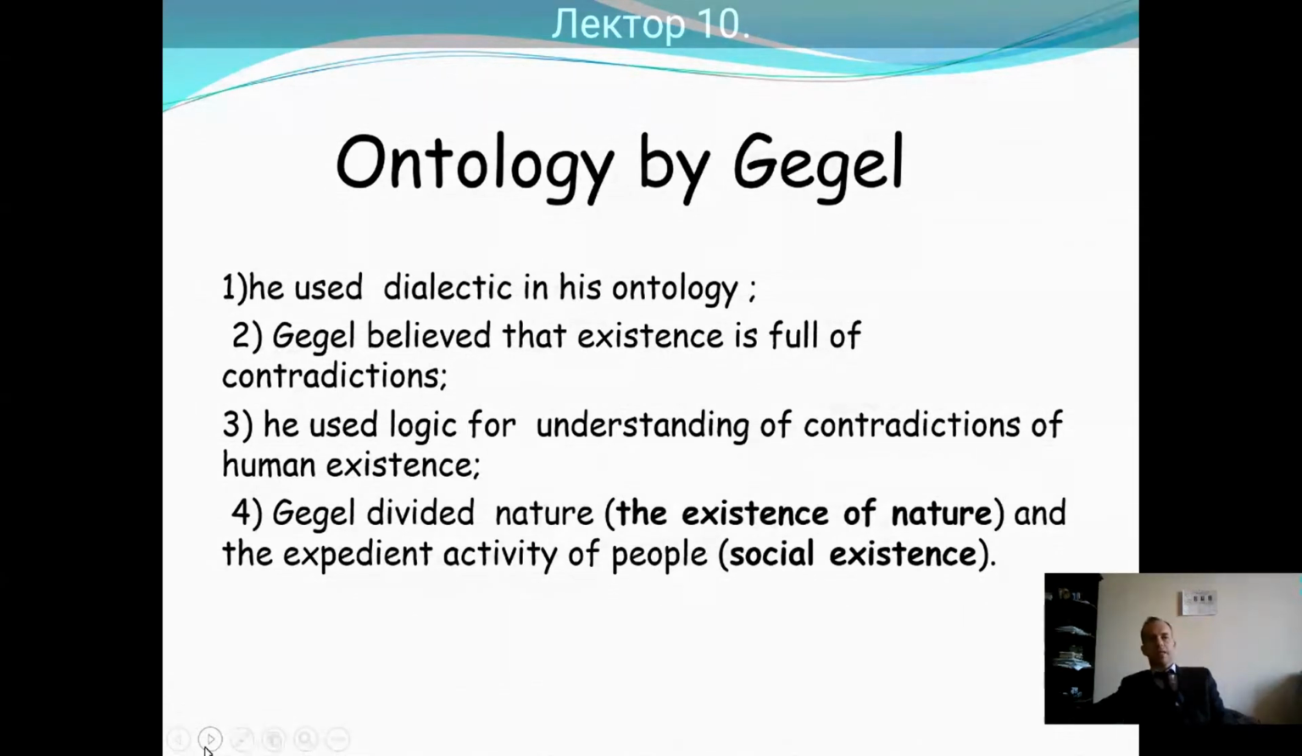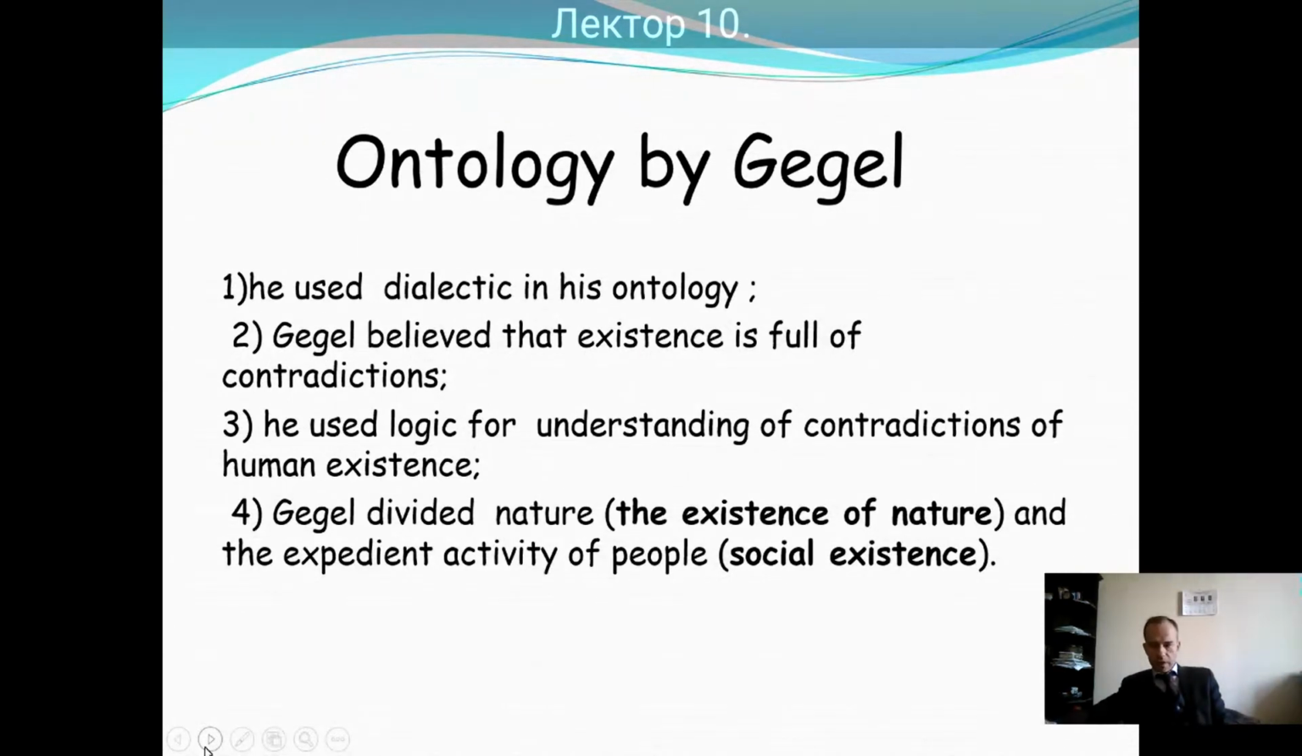The most important idea of Hegel's ontology is dividing existence into the existence of nature and the existence of society. Hegel himself called it natural existence and the expedient activity of people, social existence. This is a very important moment in the development of ontology. Hegel was one of the first philosophers who saw a necessity to separate existence into several forms.